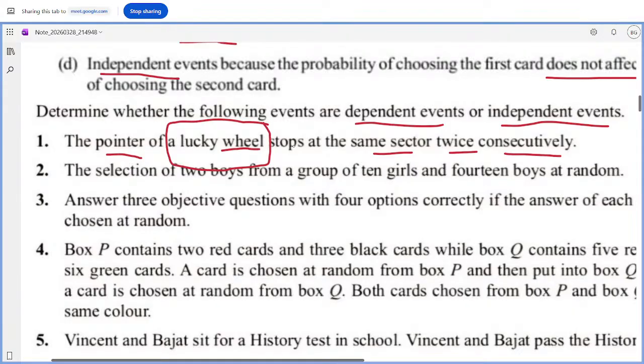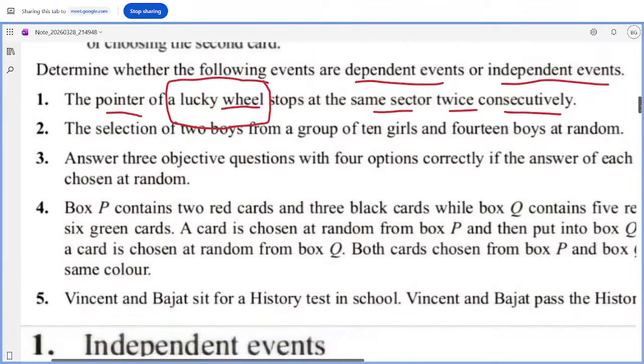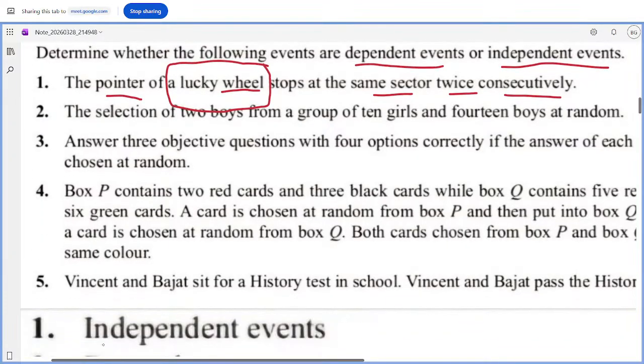Dependent or independent? Okay, let's see. So the answer is independent. It doesn't affect each other, guys. Confirm won't affect, because it's impossible that when you spin 2 times it affects each other, right? When you spin, there's always a chance it can land on a different place from the first time. So it doesn't affect each other. That's why independent.